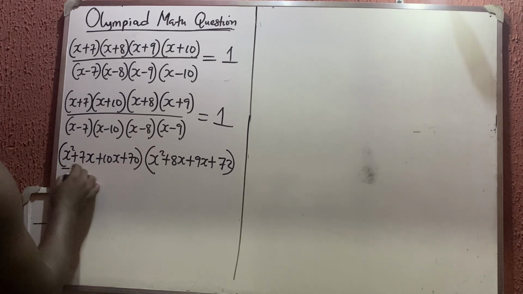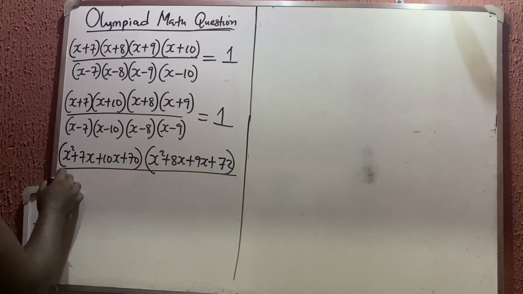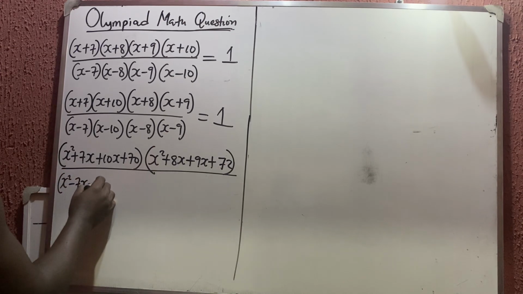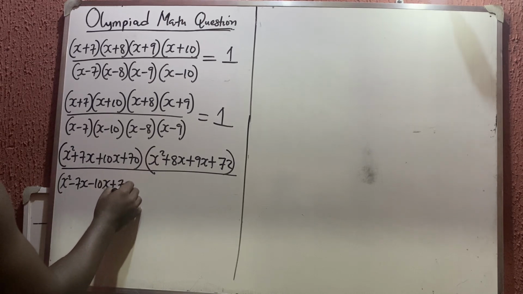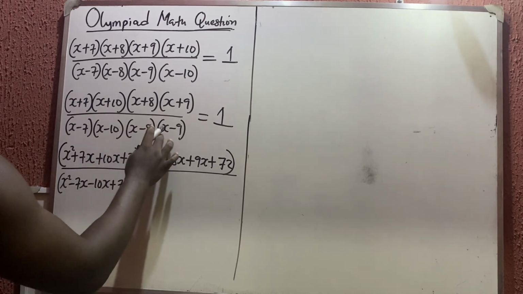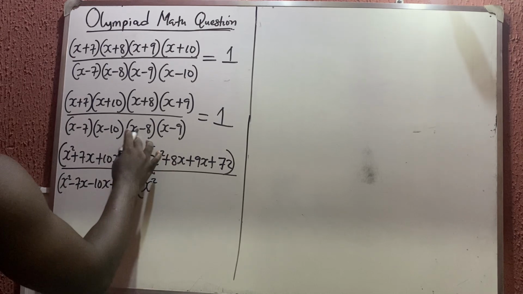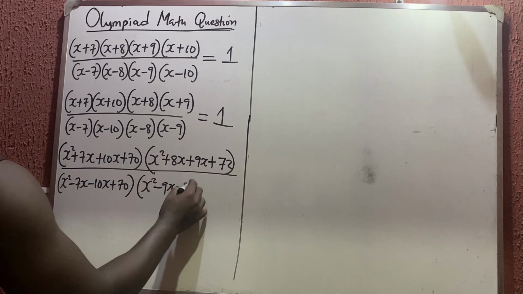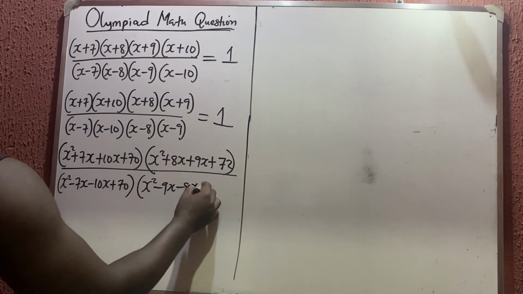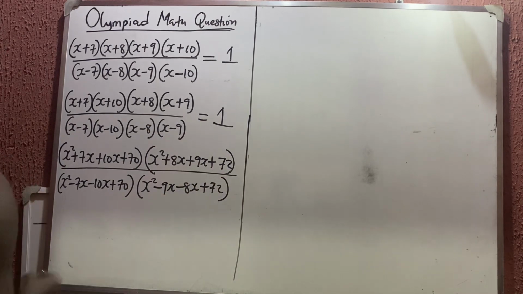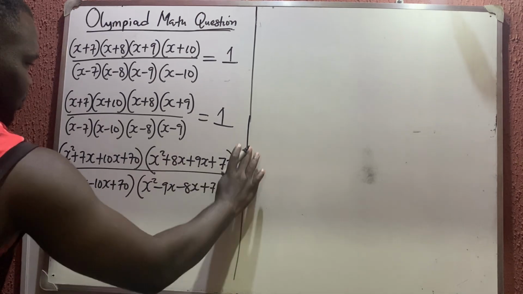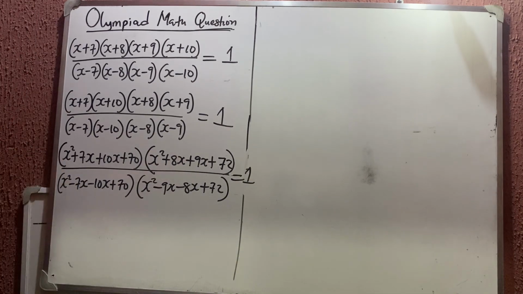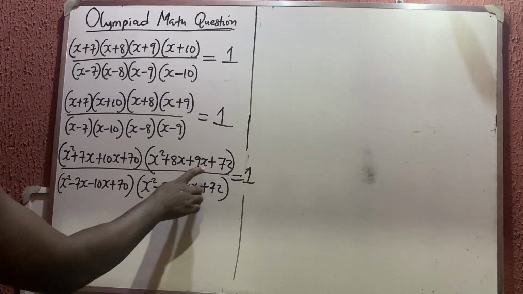So we now have over the same thing here, x squared minus 7x minus 10x plus 70, into x squared minus 9x minus 8x plus 72. Okay, now is equal to 1. Now the difference between this and this is just 2.